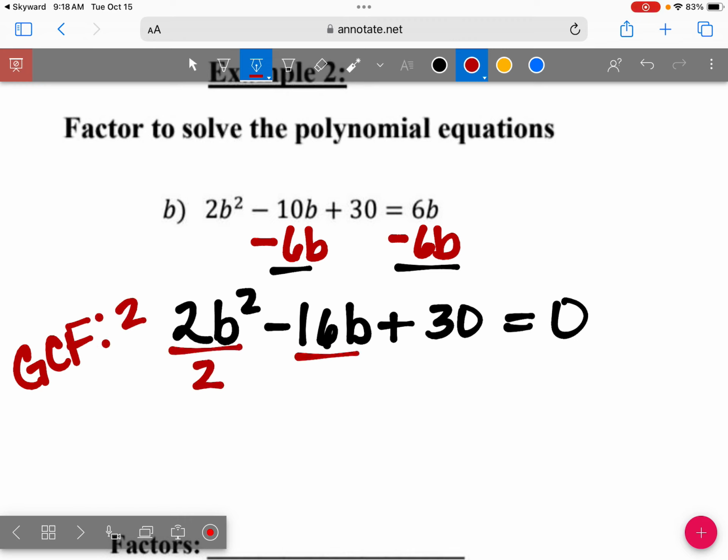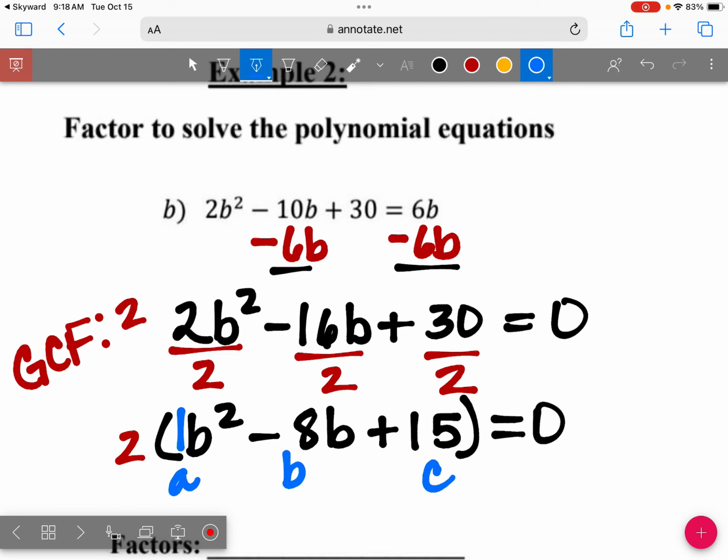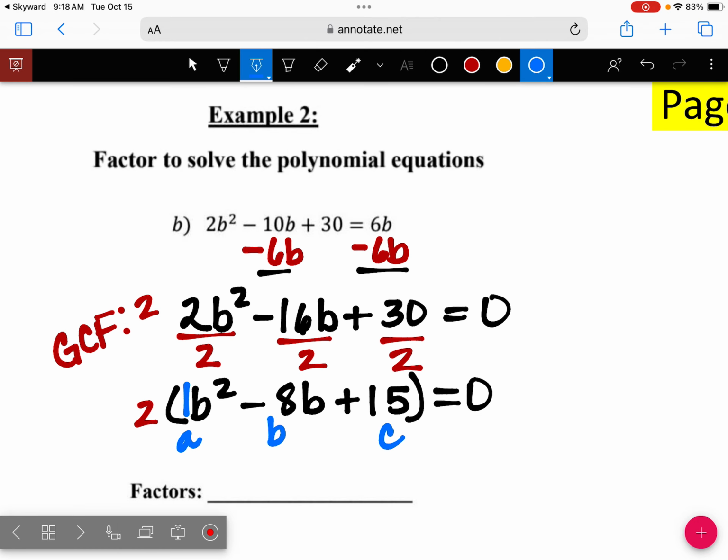So I'm going to divide everything by 2. So that would be b squared minus 8b plus 15 equals 0. A, B, C. I'm going to go ahead and put that 2 that I took out right there. So we need to factor this down though.